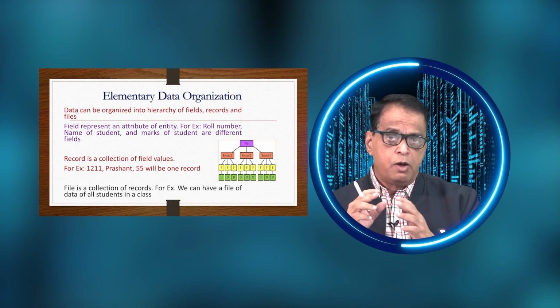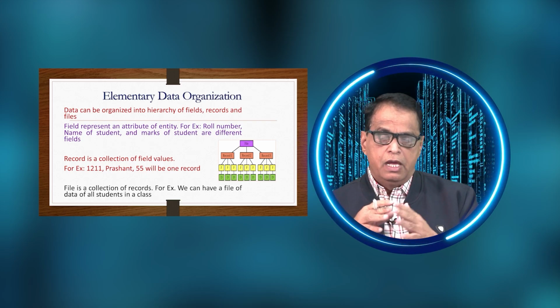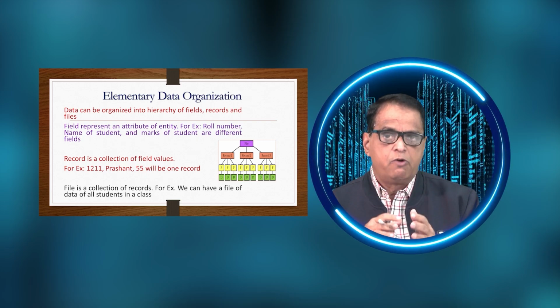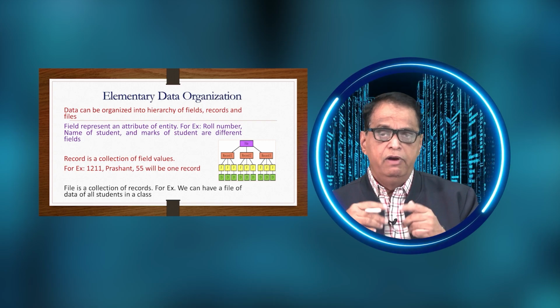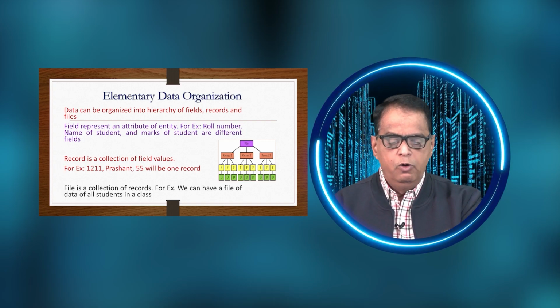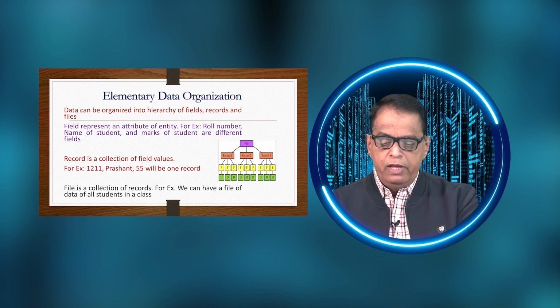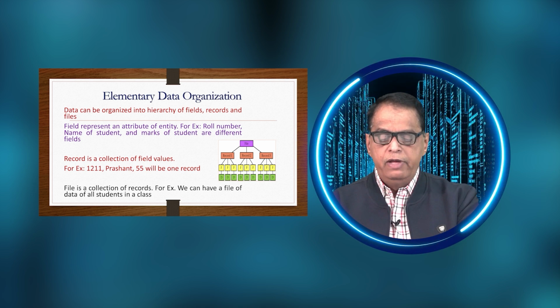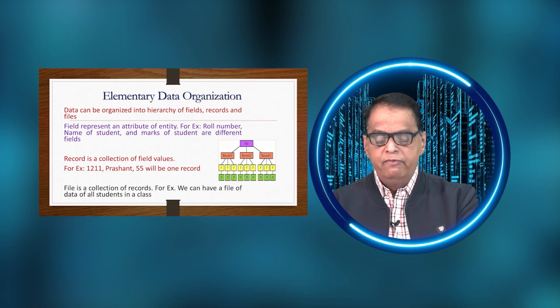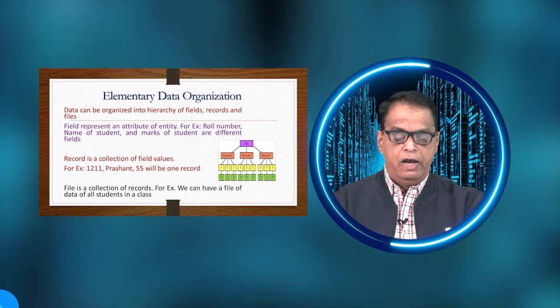When there are a number of students in a class, there will be a number of records. And when we group all such records together, that will form a file. So you will find that when we look at the hierarchy of the data elements, the file is at the top. Then we have the number of records, then the number of fields, and then the different data values associated with each and every field.